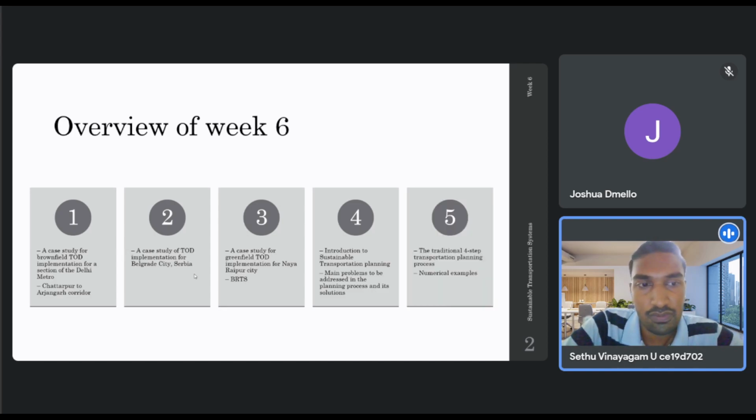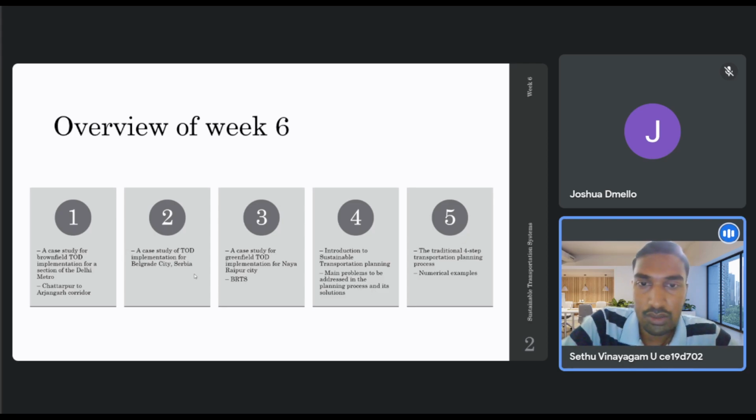In the final lecture of week 6, the traditional, conventional 4-step planning process was introduced. If you recall, the 4 steps were trip generation, trip distribution, then the modal split, and the trip assignment. What is encompassed in these different steps and how they flow together were discussed, and some numerical examples also were provided for these different stages of traditional transport planning. That was what was covered in week 6.